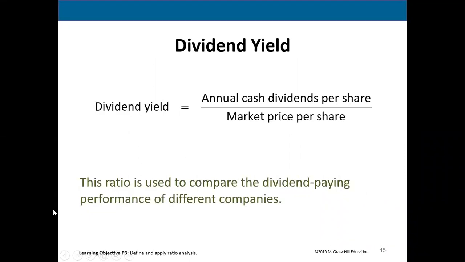Dividend yield is our other ratio, and that's measuring how much the company is actually paying in dividends. So they take annual cash dividends for the share of stock and divide it by the market price of the stock. Think of it this way. You buy a share of Apple stock today, which I'm not sure what it's trading at. It's usually very high, maybe $250 a share.